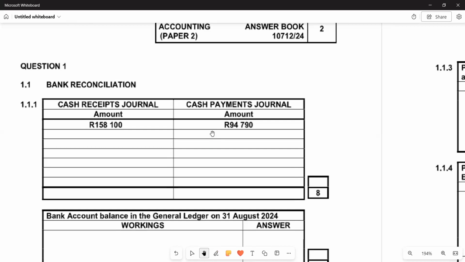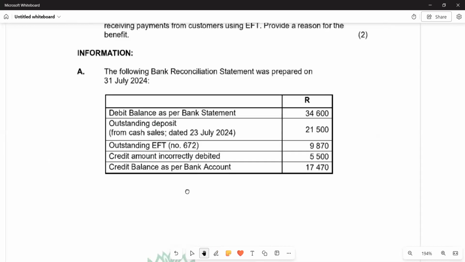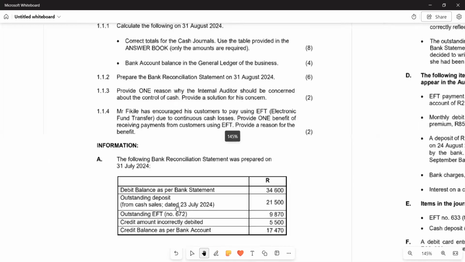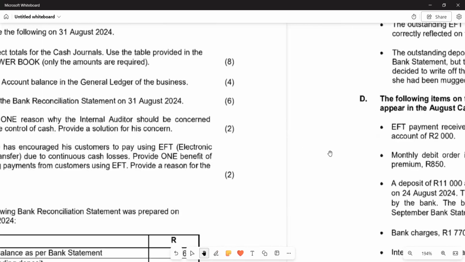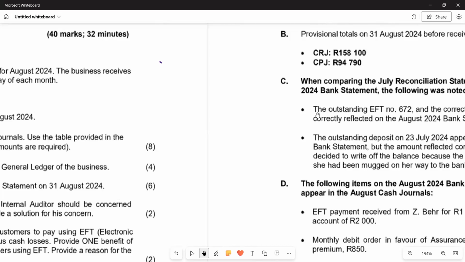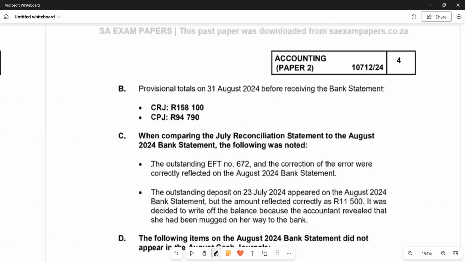So let's go to the question and see which adjustments are affecting our journals. If you come here, you'll see that we are given the following: the bank reconciliation statement was prepared on 31 July 2024. That is the information part. So this is the bank reconciliation statement for the previous period. Then we can go on to the next page and see what we have. On the next page, that's where we are given the balances that are pre-entered in our journals.